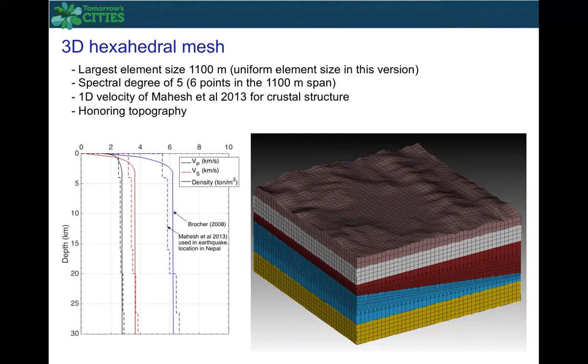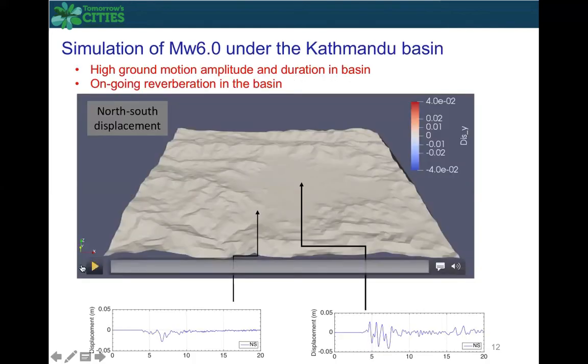The 1D profile utilized for crustal structure comes from the Mahesh 1D profile that is usually used for the earthquake location in Nepal. As I mentioned, the ongoing efforts in the passive seismology group in the Kathmandu city will enable us to have more accurate representation of the crustal structure in the upcoming versions of these simulations.